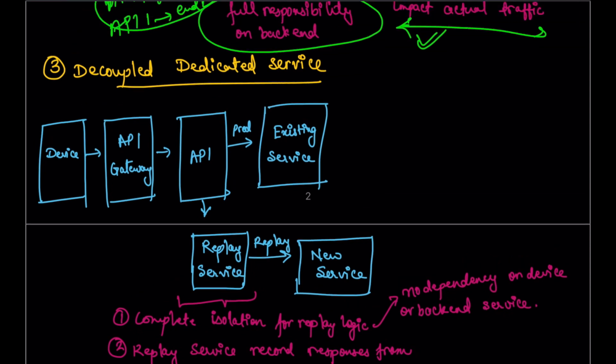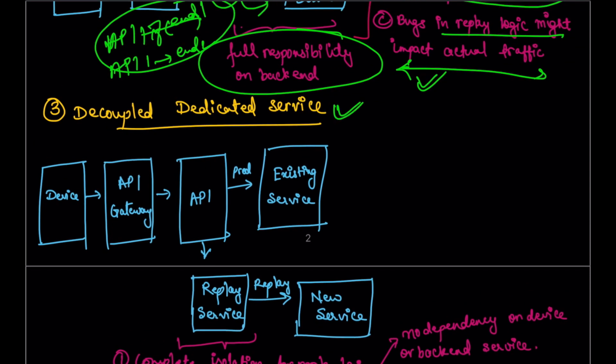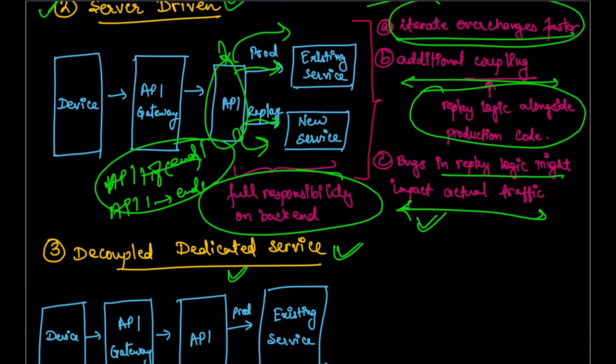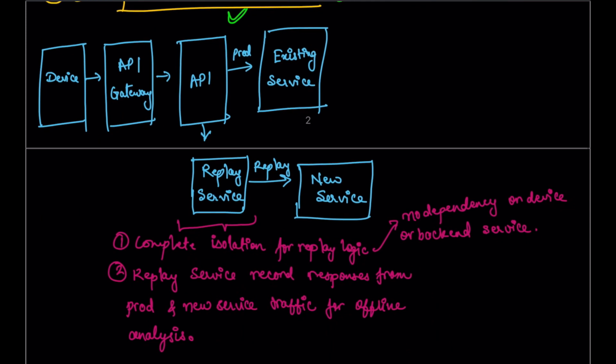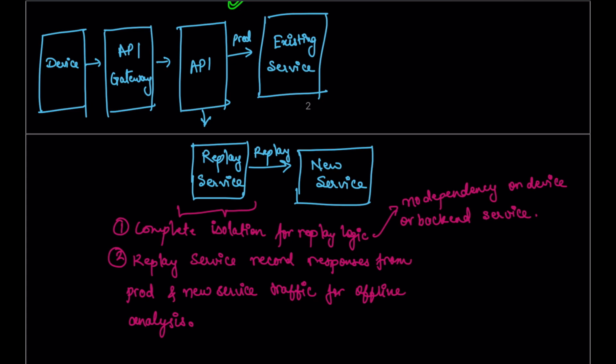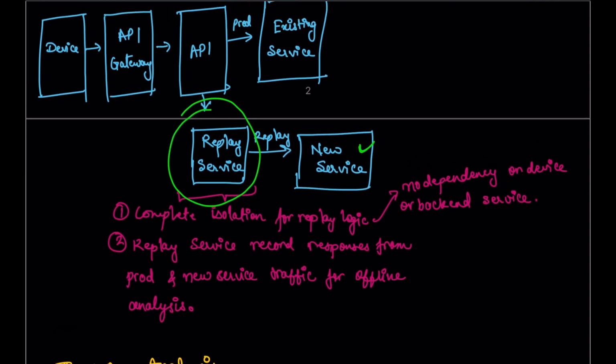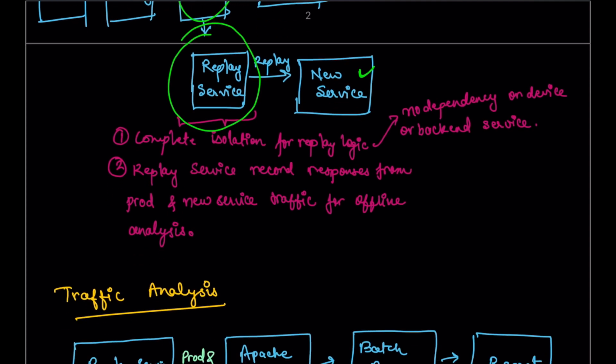Now the final architecture, which is the best architecture in this case, is a decoupled dedicated service. So here what we were doing is we were handing over the responsibility of replaying the traffic to this API itself, right? What if we can decouple that entirely? So the replay logic will be handed over to a separate replay service, which will send traffic to the new service. So it is entirely decoupled from here.